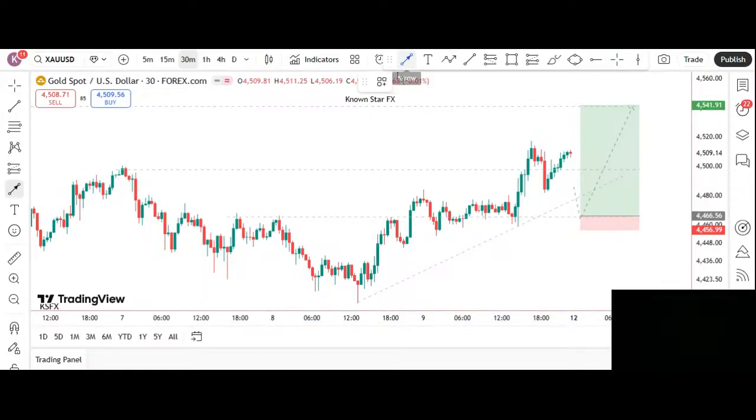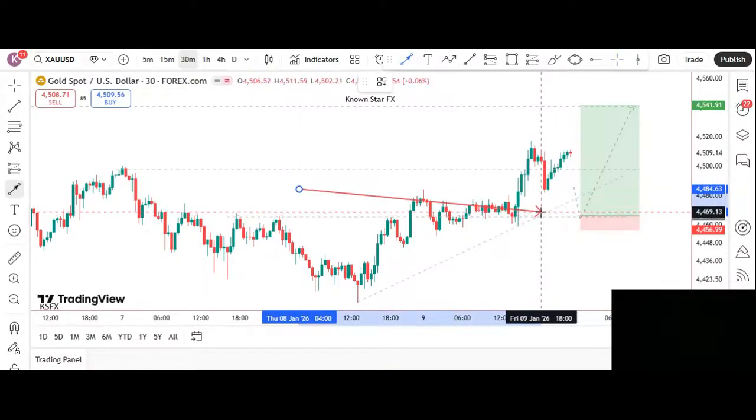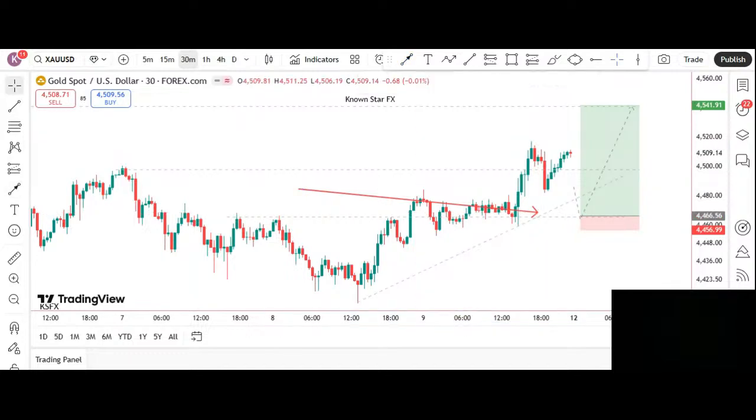Let me ask him properly. Are you talking about this support that the market broke at this level? Is that the support level you're talking about, that the market breaks below it? The trend line. Okay, okay. Say the trend line.